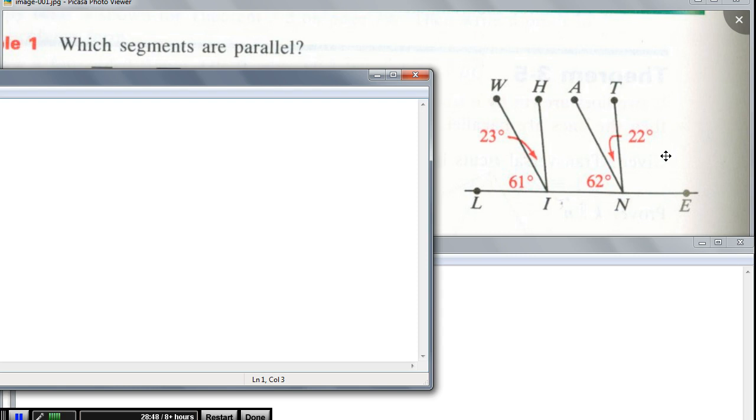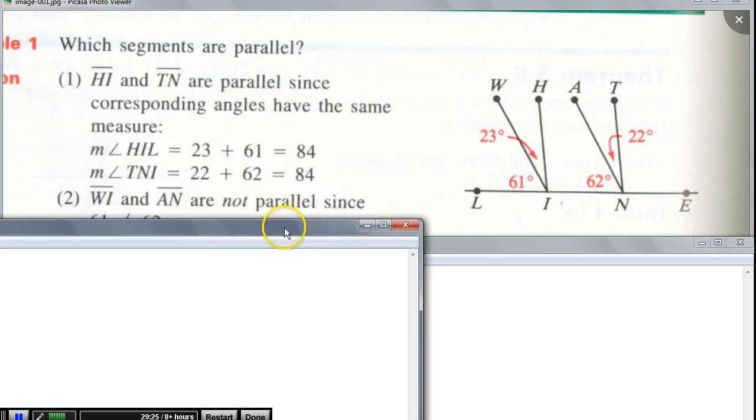Does anybody have any idea then? Do you see any parallel lines? Maybe there aren't any. Oh, there are? Okay, which ones? HI and TN? But look, isn't this 23 degrees and 22? Are 23 and 22 the corresponding angles? No. The corresponding angles are with this transversal, LE, right? So what is the sum of 23 and 61? What about 62 and 22? Therefore, HI and TN are the parallel lines.